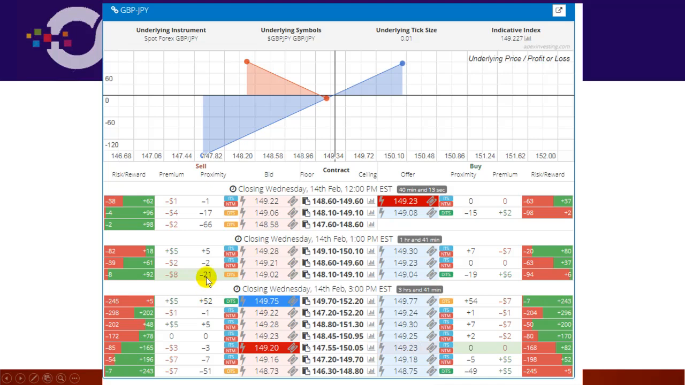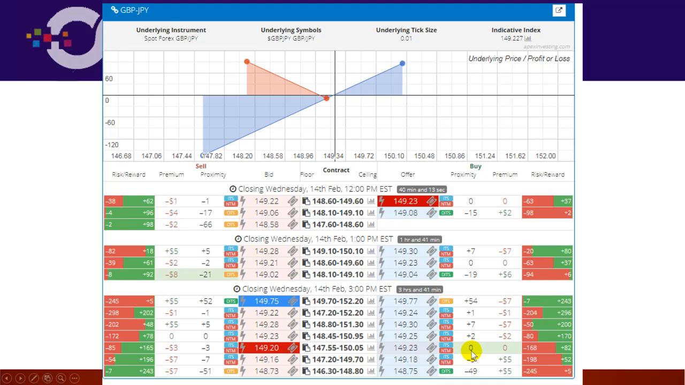Pound yen, here's another one here. Trading with, now that one's a 21 tick risk, 8 ticks to break even. But that's better than any of these trades. $50 risk, $7 risk, but 54 ticks proximity. So it actually is the best trade combination. It's better than doing just a spread.